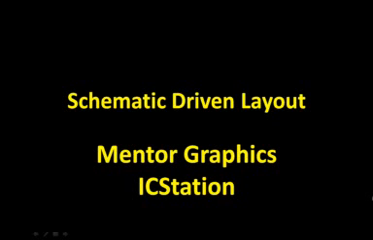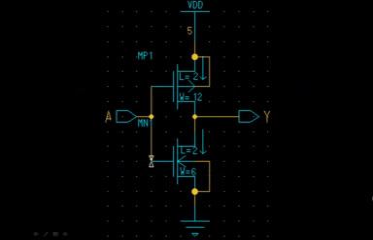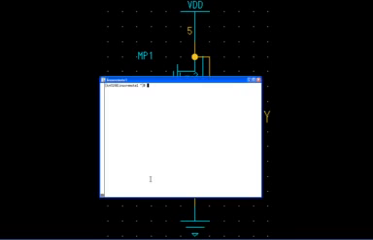In this tutorial, we're going to do a schematic driven layout using Mentor Graphics ICStation tool. Here's the inverter that we created in tutorial 1. The PMOS has been sized with a width of 12 and the NMOS has been sized with a width of 6. In this tutorial, we're going to take this inverter, create a design viewpoint, and then use ICStation to create the layout. Okay, so let's get started with ICStation.